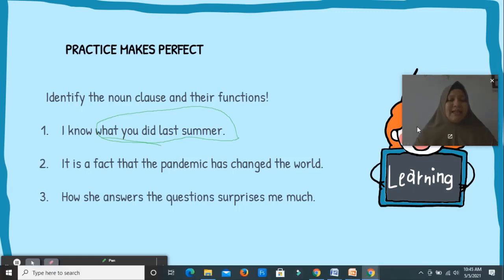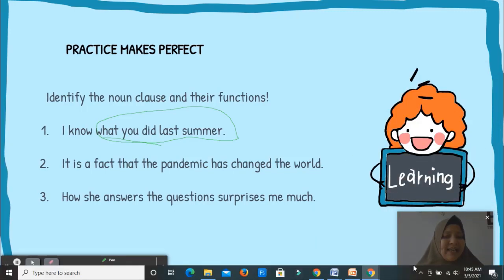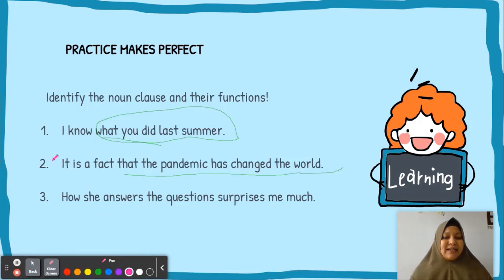Okay. Number 2 is a fact that the pandemic has changed the world. It is a fact. Which one is the noun clause? The noun clause is that the pandemic has changed the world. And what about its function? Yes, good. The function is as object complement because it explains the fact here.